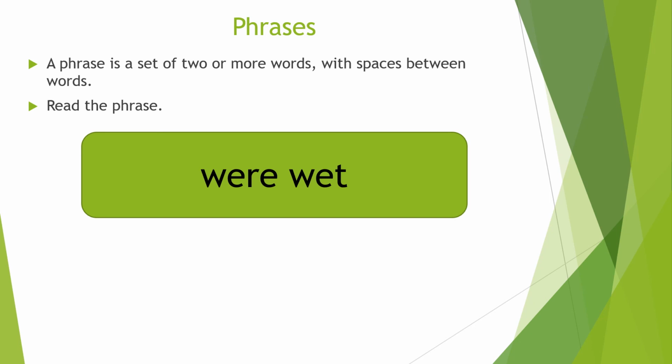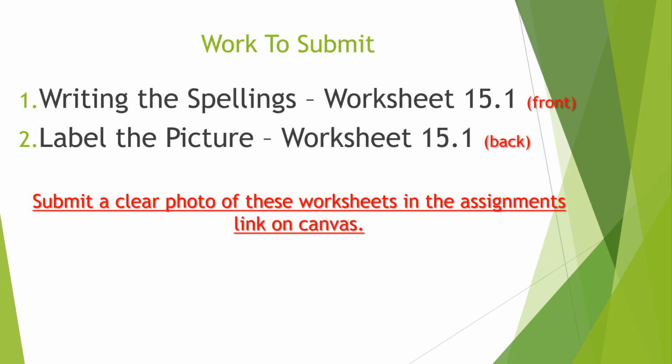Good job, friends. Let's review the work that you will submit to your teacher today. First, submit Writing the Spellings. That's worksheet 15.1, the front. Next, label the picture. That's worksheet 15.1 on the back. Submit a clear photo of these worksheets in the assignments link on Canvas to your teacher. Make sure your handwriting is neat.